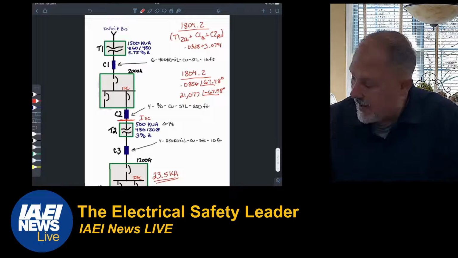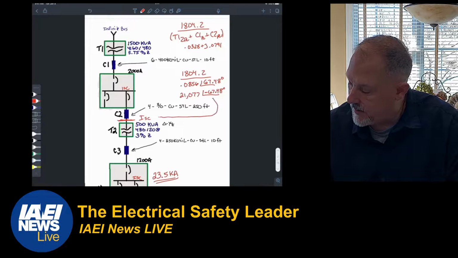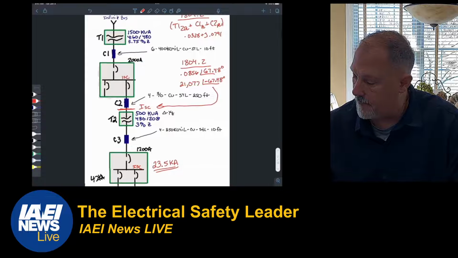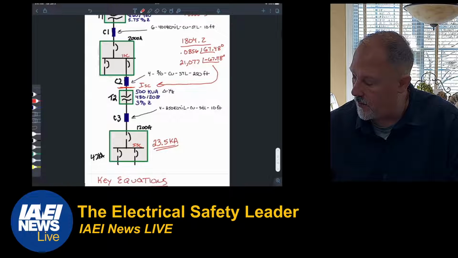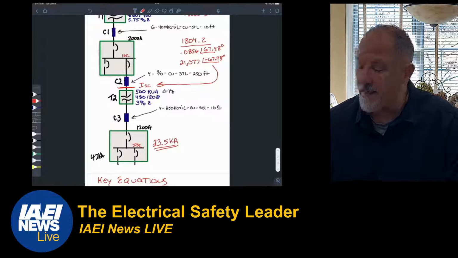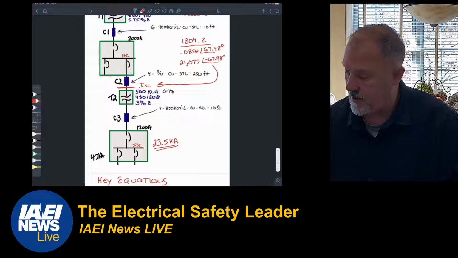Now, why did I do that? So that is the short circuit, right? I know down at the end of C3 is 23.5. Right at the beginning of that transformer is 21,077. We're going to check our numbers.